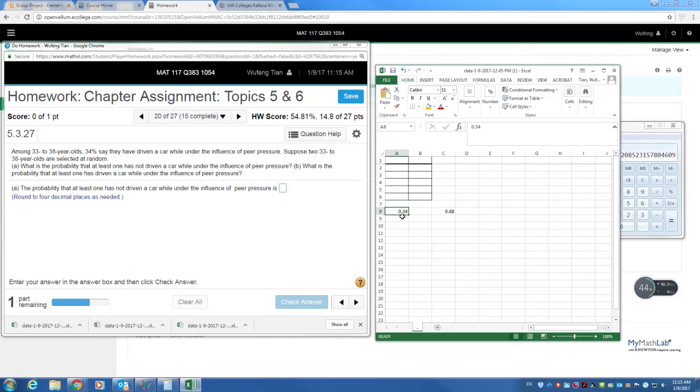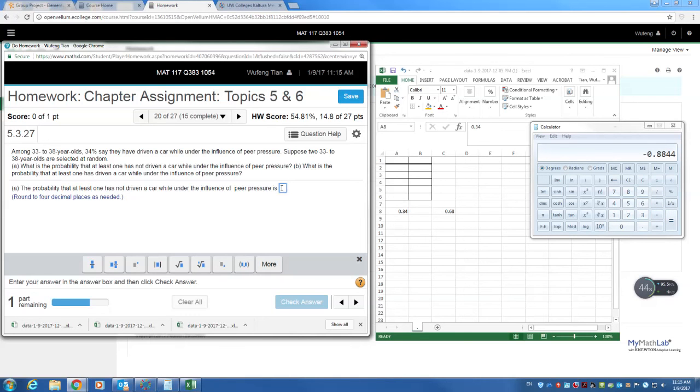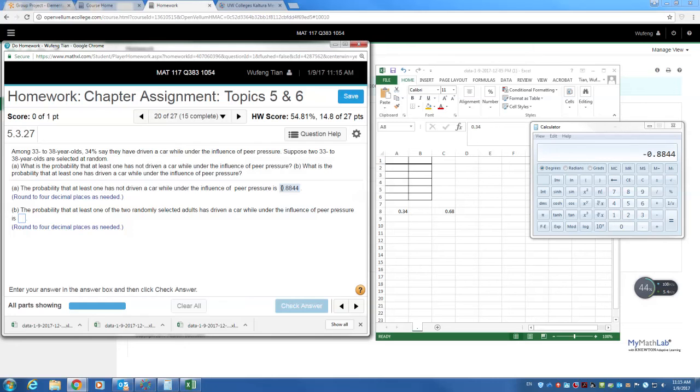It's a binomial distribution. So both say they have no pressure, so it's 0.34 times 0.34. This means both don't have pressure. Subtract from 1, and it means at least one has pressure. So it's 0.8844. At least one of the two randomly selected has at least one.